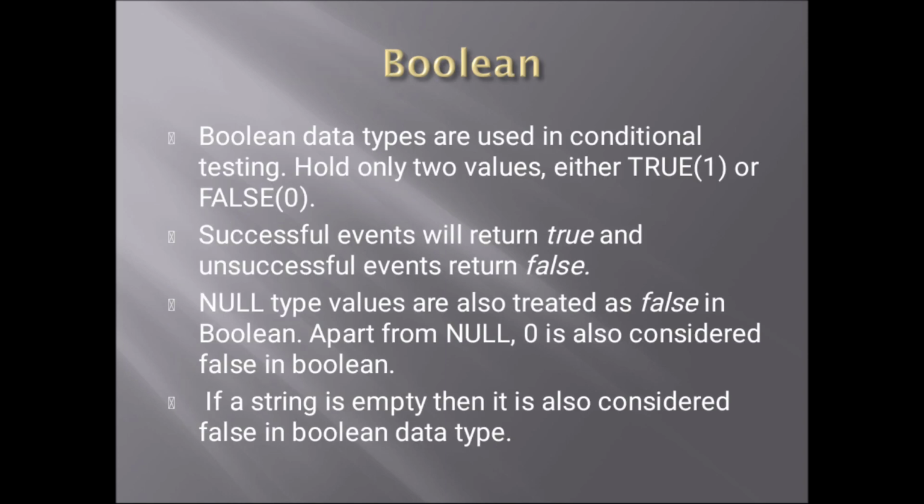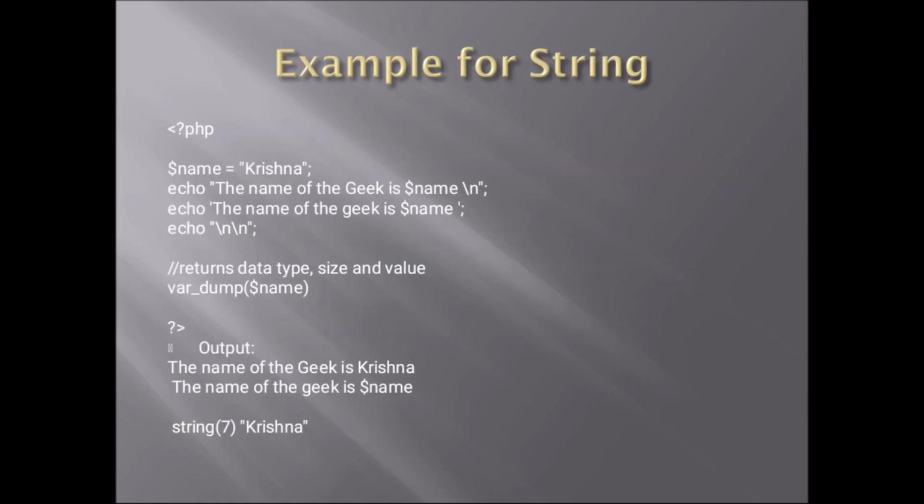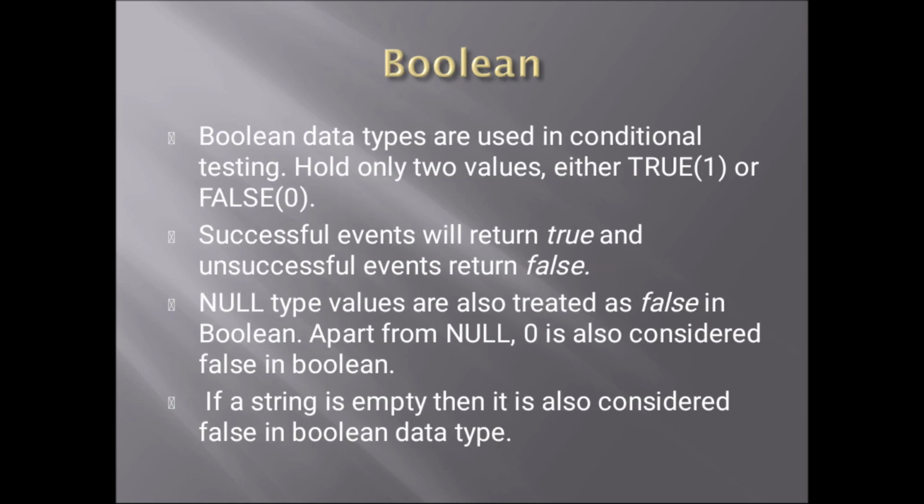Then the Boolean data type. What is the Boolean data type? It is for conditional testing. It holds only two values: one is true and the other is false. True means 1, false means 0. When the Boolean is successful, it will return true, and when unsuccessful, it returns false.